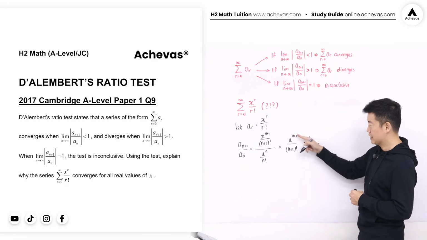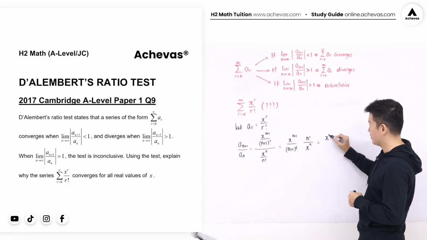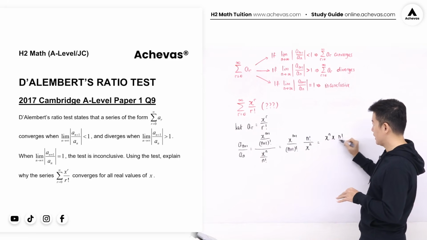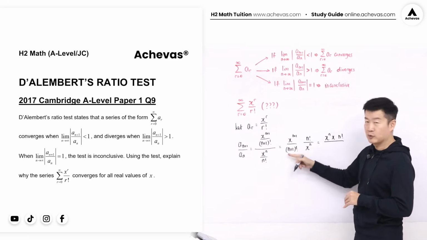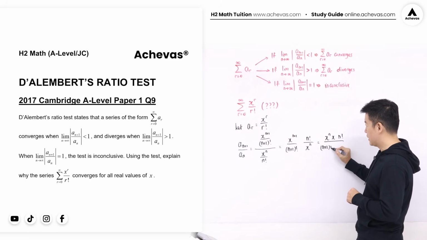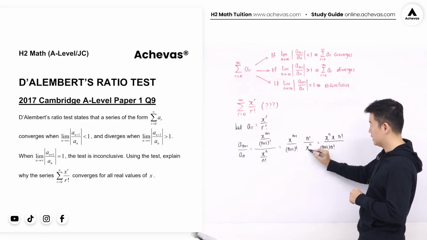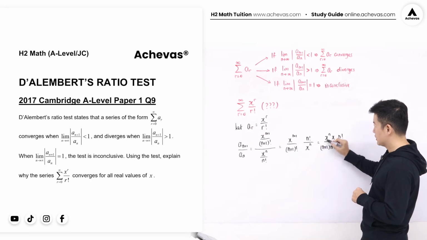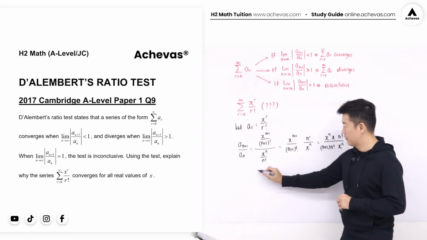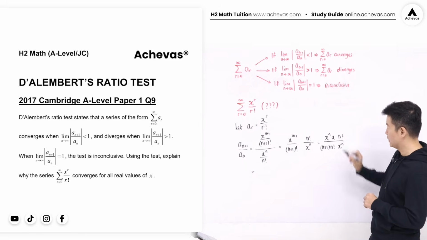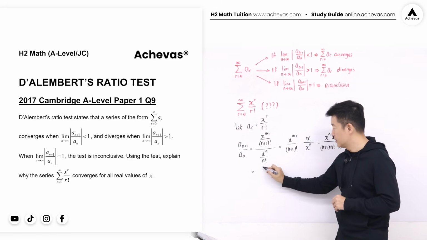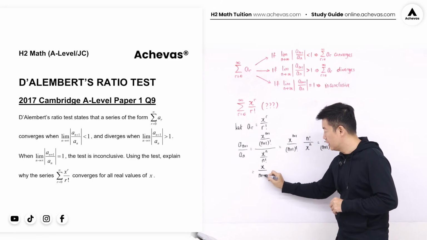And this, if I were to just break this up, it is going to be x to the power of n times x to the power of 1. And this, I'm going to let it be n factorial divided by, if I were to rewrite n plus 1 factorial, we can write it as n plus 1 multiplied by n factorial, then x to the power of n. So this will be cancelled. The n factorials will be cancelled also. So my final answer here for the ratio that we are working on will be simply x over n plus 1.